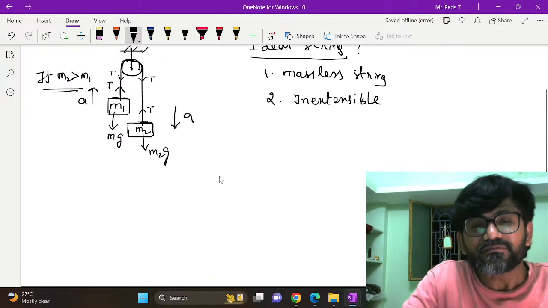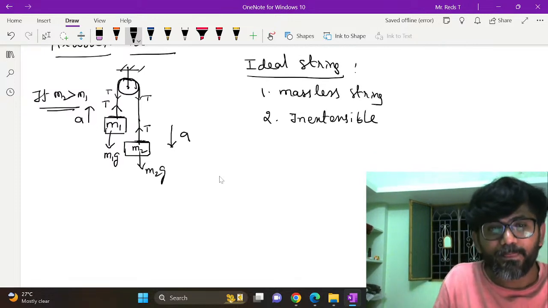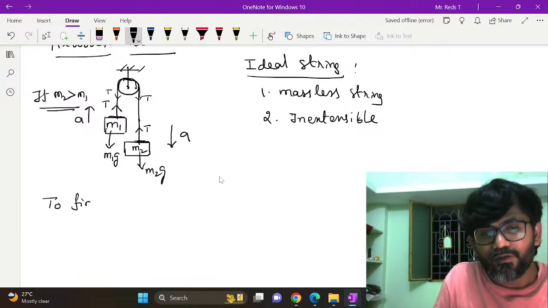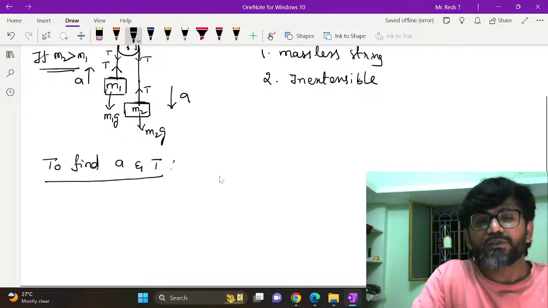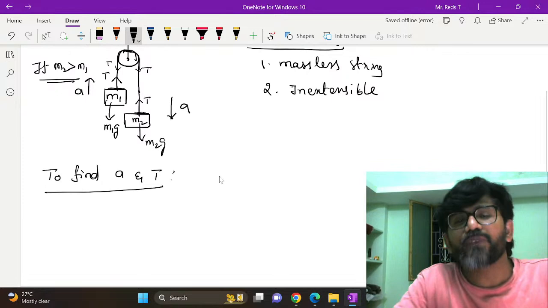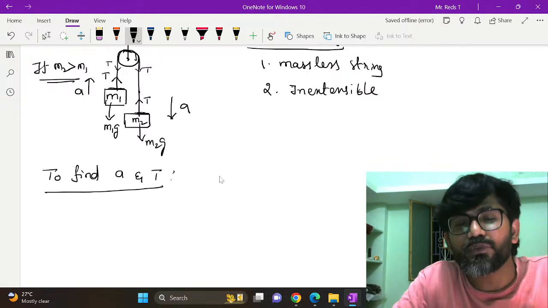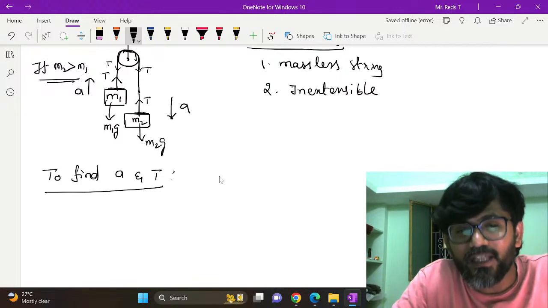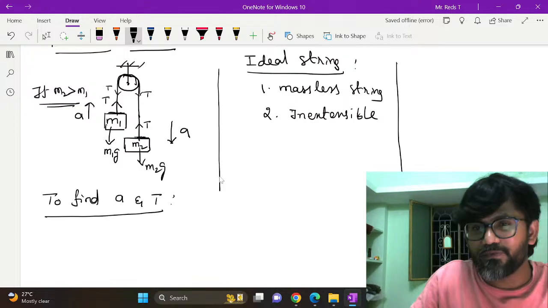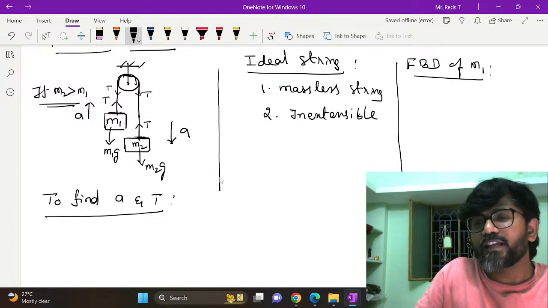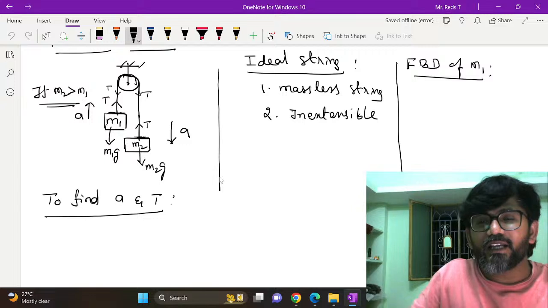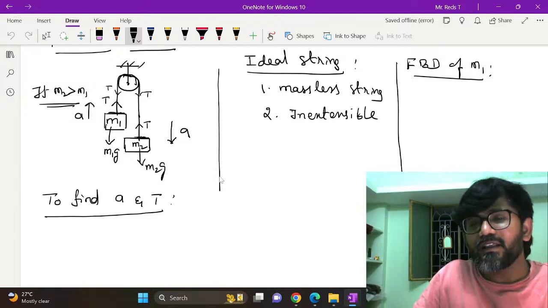Then to find acceleration a and tension T, what do we have to do? You have to draw the free body diagram of the blocks M1 and M2, then write equations of motion, and then solve. First, the free body diagram, FBD, of M1. What is a free body diagram? You should remember, a free body diagram is a diagram of the forces acting on a particular part of the system.